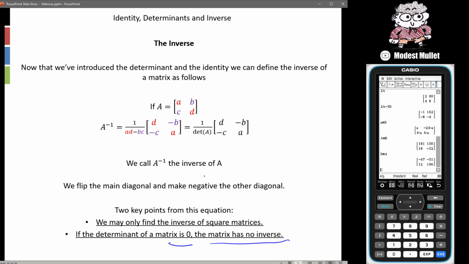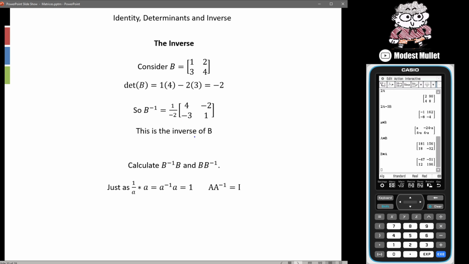I think that's everything on this slide. Let's have a look. Yeah, we flip the main diagonal and we make the other diagonal negative. There's two key points. We can only find the inverse of a square matrix, and if the determinant of a matrix is 0, then no inverse exists.